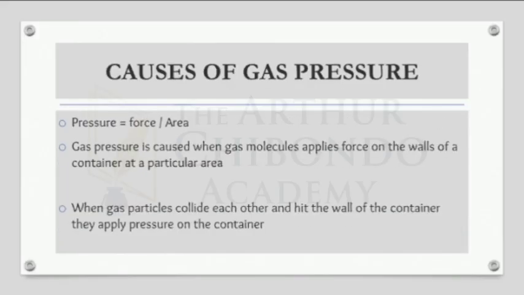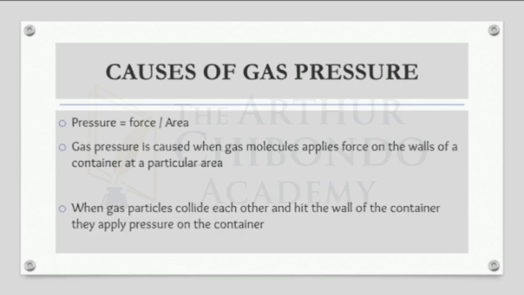Now let's see causes of gas pressure. So we're saying pressure is equal to force over area. To be able to get pressure, you need force and area. So gas pressure is caused when gas molecules apply force on the walls of a container at a particular area. So whenever these gas particles are exerting a force on the walls of a container, they do create a gas pressure, because the force they are exerting divided by that particular area of contact gives pressure.